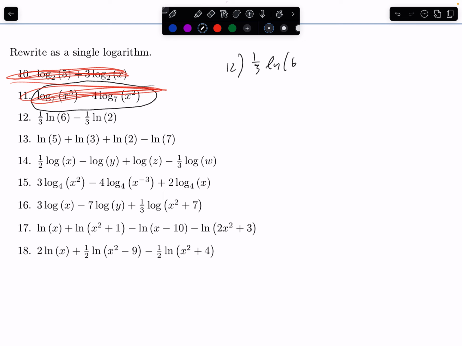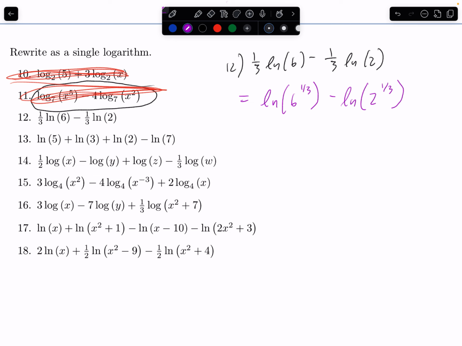Okay, 1/3 natural log of 6 minus 1/3 natural log of 2. Okay, notice, again, same logs, right? All natural logs. We said first thing we want to typically do is take care of the powers. So we do that. What I mean by that is there's a multiply in the front that becomes a power, right? So this is natural log of 6 to the 1/3 power minus natural log of 2 to the 1/3 power.